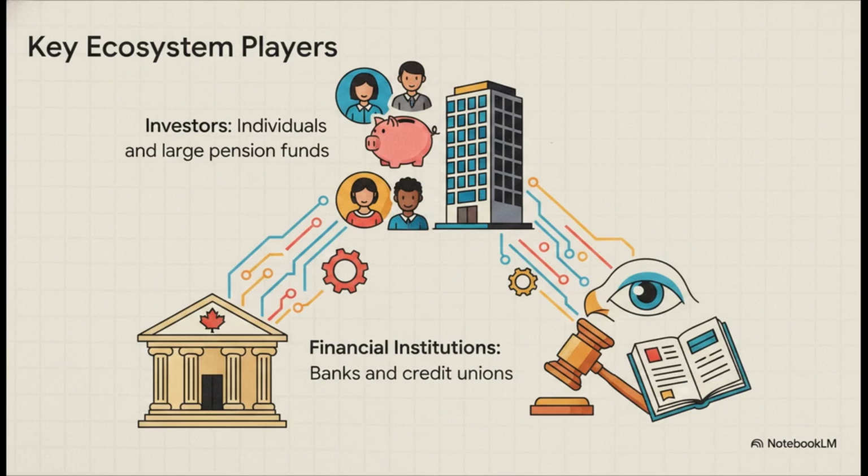Second, we have financial institutions. In Canada, we know this sector is famously dominated by the Big Five banks, working alongside credit unions and insurance companies to act as those vital intermediaries. And third, we have regulatory bodies, who are there to enforce the rules and keep the whole structure stable.